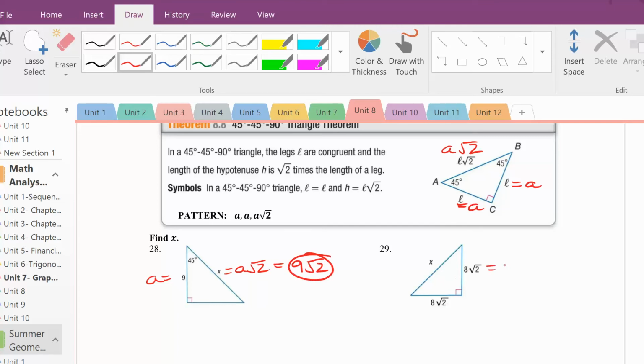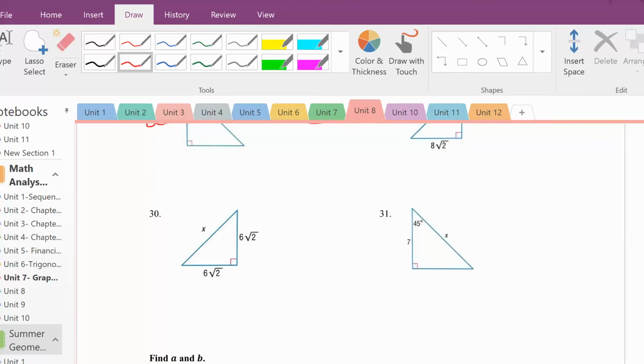Here the leg is 8 rad 2, so x is equal to A rad 2, so it's equal to 8 rad 2 times rad 2, and rad 2 times rad 2 is rad 4, which is 2, so 8 times 2 is 16. So go ahead and try the next two on your own.